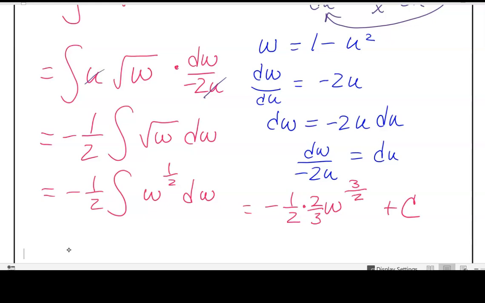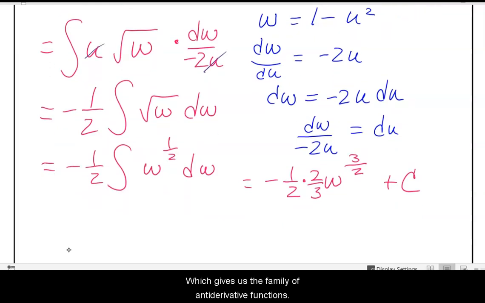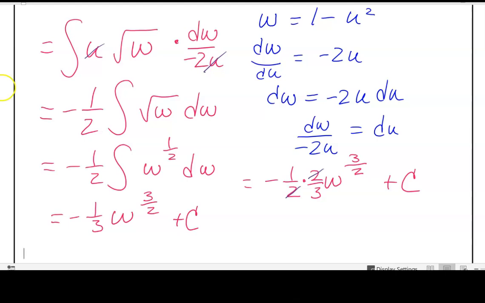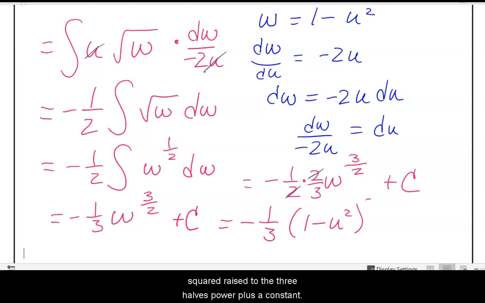Don't forget the constant, which gives us the family of antiderivative functions. In my next step, notice that the 2's will cancel and I get left with negative 1/3. And this will be multiplied by omega to the 3/2 power plus c. I need to now back substitute all the way back to x, but first I go from omega to u by replacing omega with 1 minus u squared. This leads to negative 1/3 times the quantity 1 minus u squared raised to the 3/2 power plus a constant.